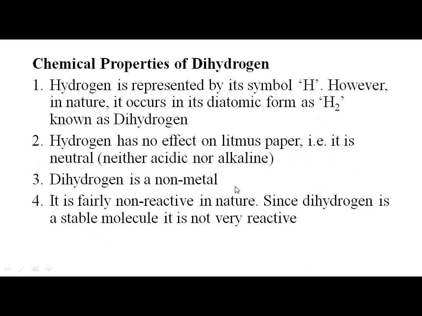Coming to the chemical properties of hydrogen. Hydrogen is represented by its symbol H. However, in nature, it occurs in a diatomic state and is represented as H2, called dihydrogen. Hydrogen has no effect on litmus paper, that is, it is neutral, neither acidic nor basic.